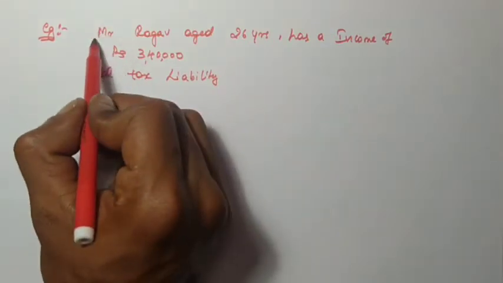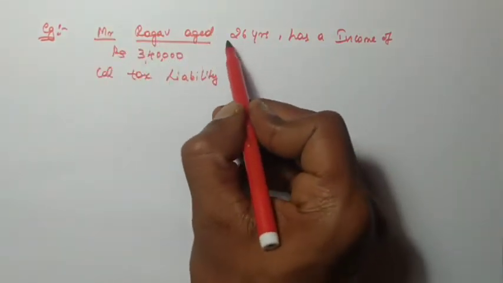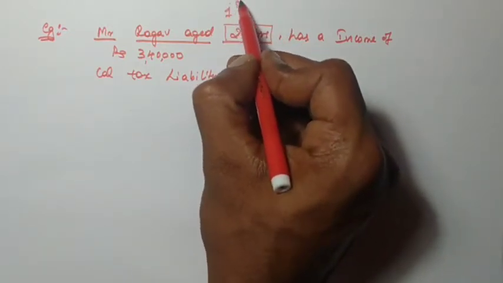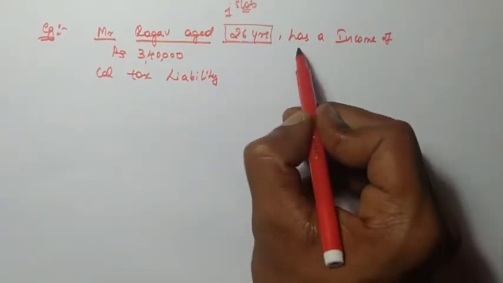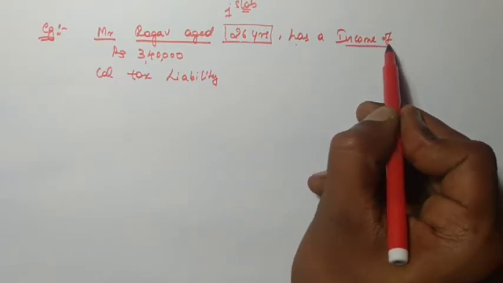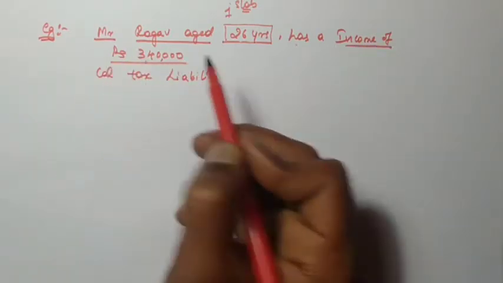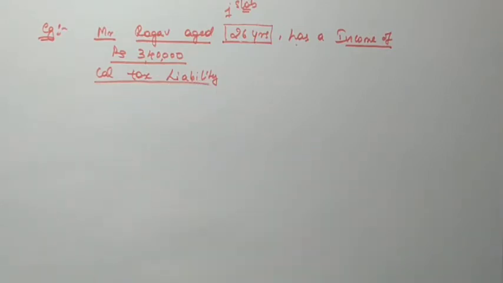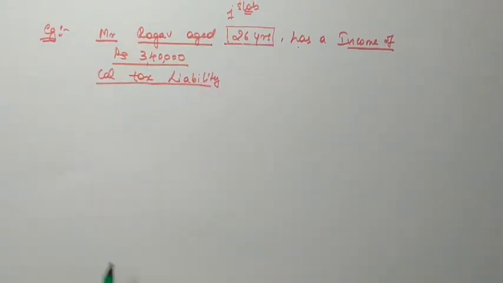Let us take an example sum. So Mr. Raghav, aged 26 years, falls under first slab, has an income of rupees 3,40,000. Calculate tax liability. Let us do solution.